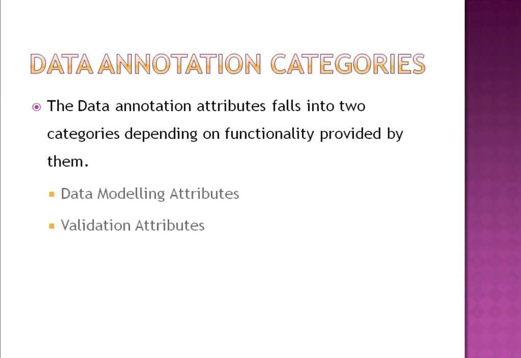Now let us see the categories of data annotation. Basically, your data annotation attributes fall into two categories depending on the functionality provided by them. The first category is data modeling attributes and the second category is validation attributes. So let us see these attributes in detail.